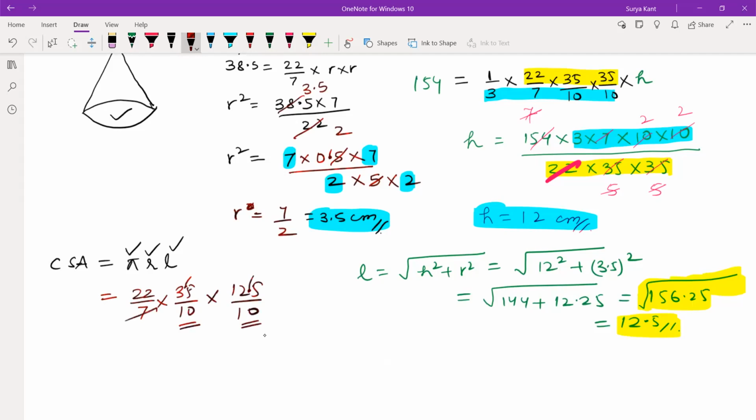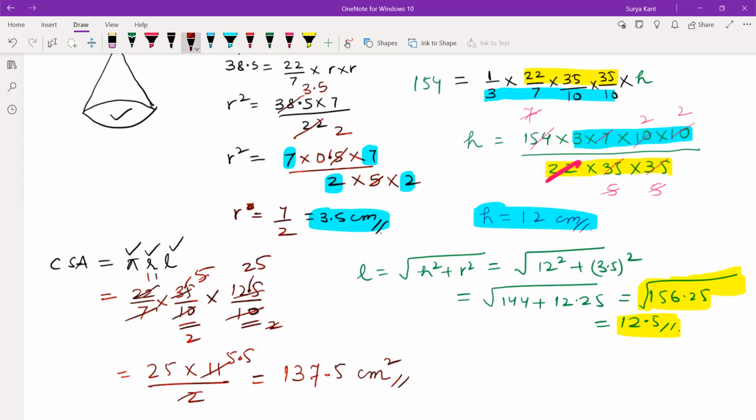So now next, 7 fives are 35. Again, 5 twos are 10. Again, 5 twos are 10. And 25 fives are, right? 5, 11. So now 25 into 11 divided by 2, that is 5.5. What answer are you getting? 137.5. So just multiply here, you may get that only. 137.5 centimeter square. Is it clear to everyone, children?